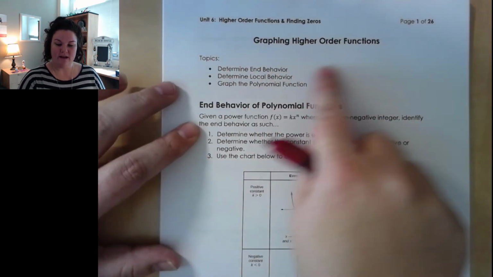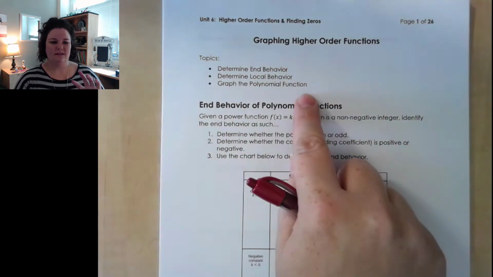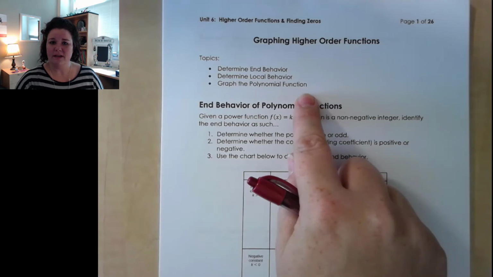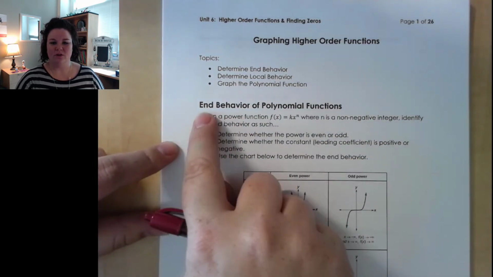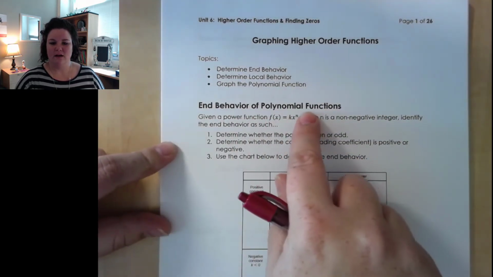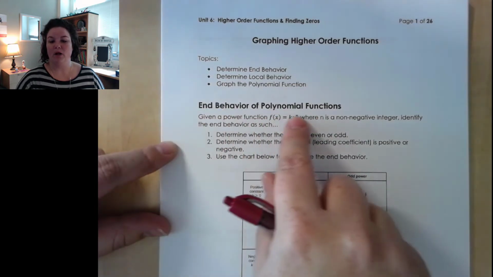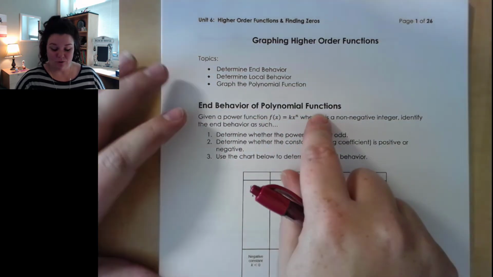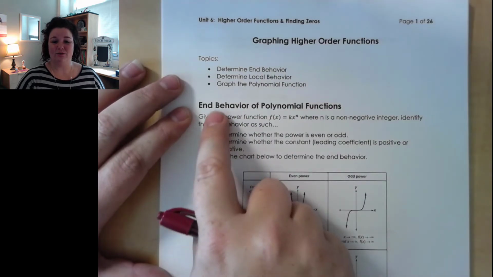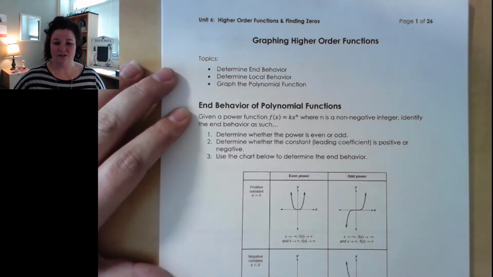I call this graphing higher order functions because it encompasses a lot of topics. But the actual assignment that we're going to be looking at for this video is end behavior of polynomial functions, which has to do with graphing. This is the actual assignment that's tied to this lecture.